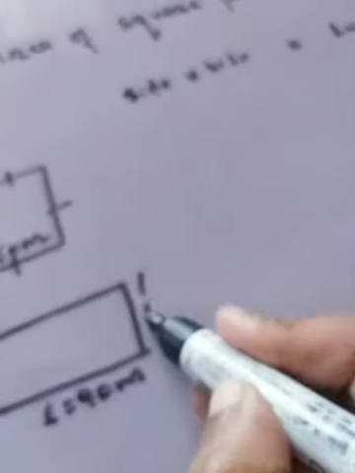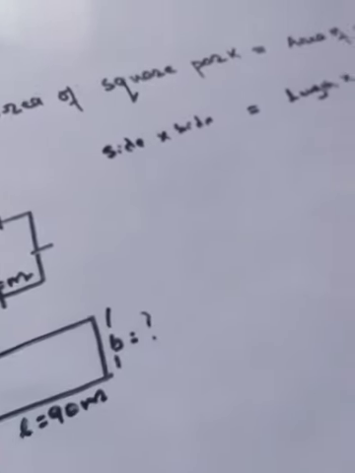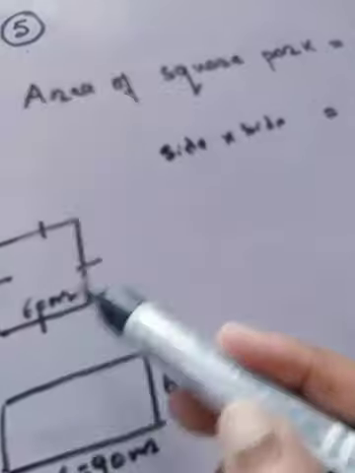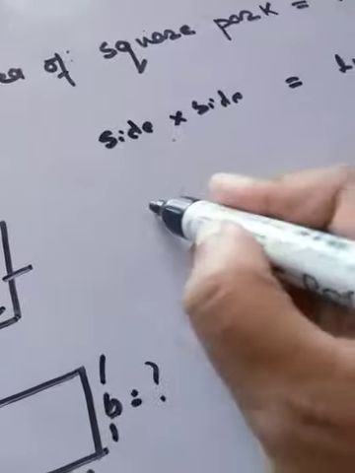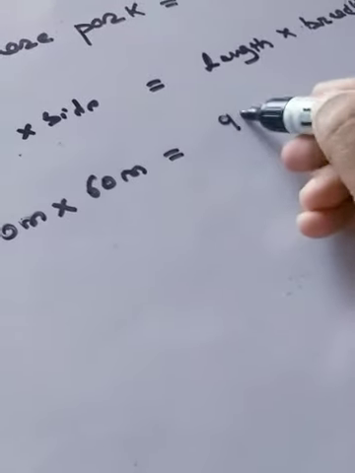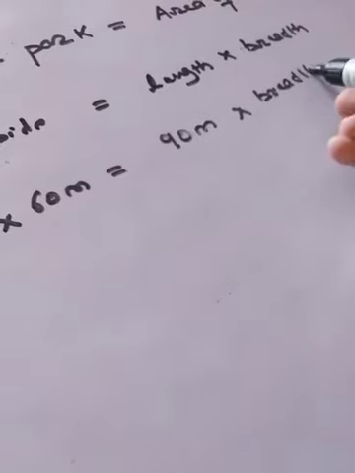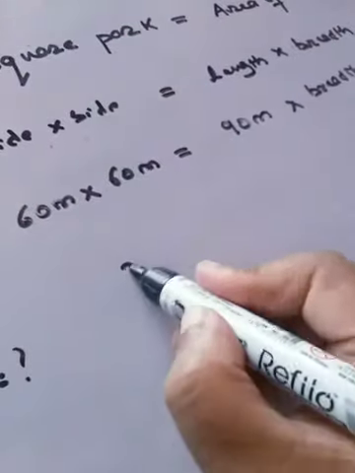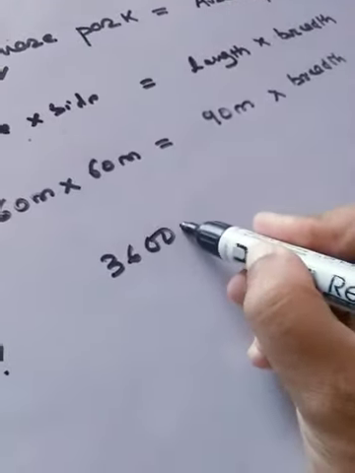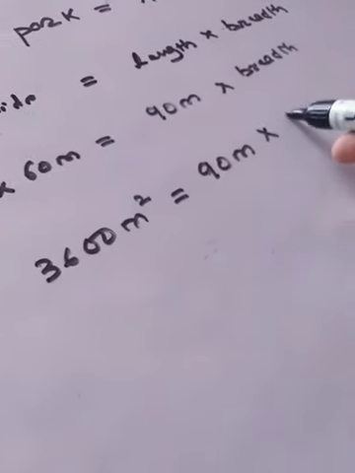So we have to get the value of breadth. Breadth is unknown, so now let's put the values accordingly. The side of the square park is given 60, so we'll write 60 meter into 60 meter. The length of the rectangular park is given 90 meter, and breadth you have to find out. Now let's multiply this. You will get 3600 meter square. It will be 90 meter into breadth.